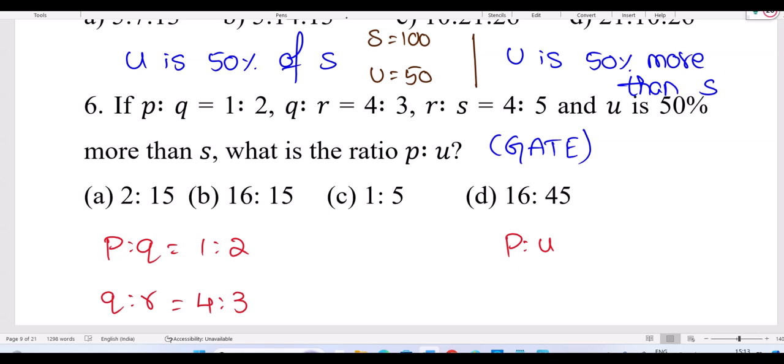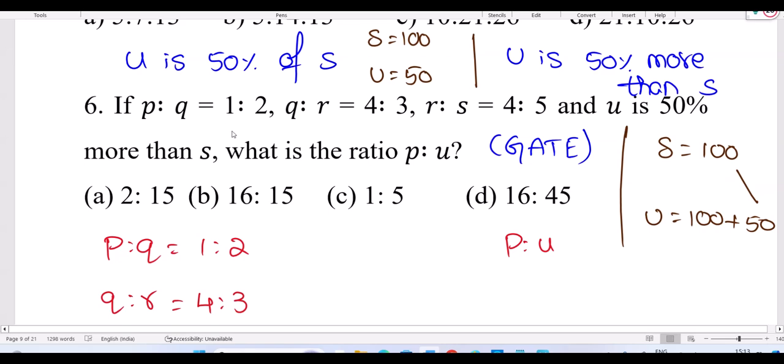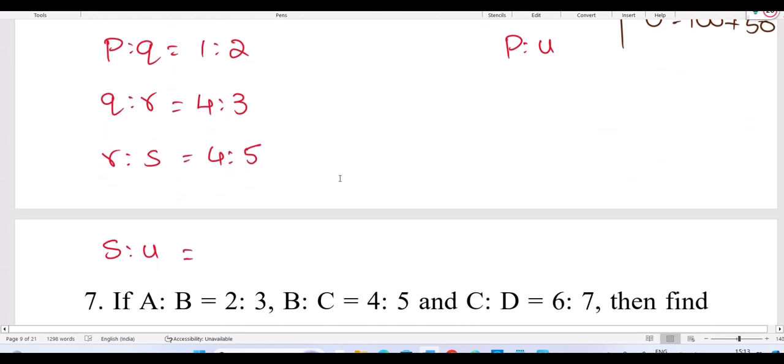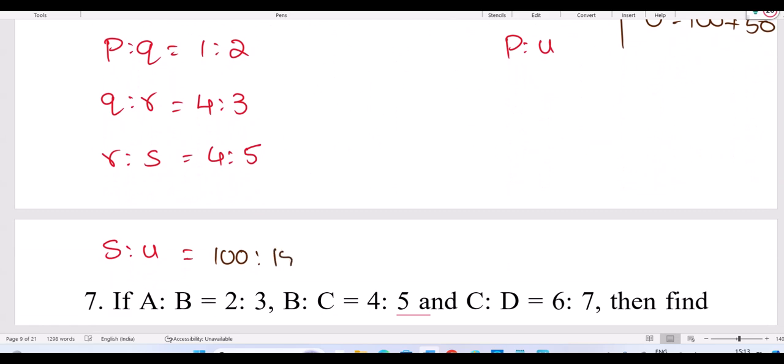But here they gave 50% more than S. Suppose S is 100, then U is 100 plus 50% of this. 50% more than that means the value is already there and some extra is added. So 150. Now I want the ratio of S and U. If I take S as 100, U should be 150, which means 2 is to 3.